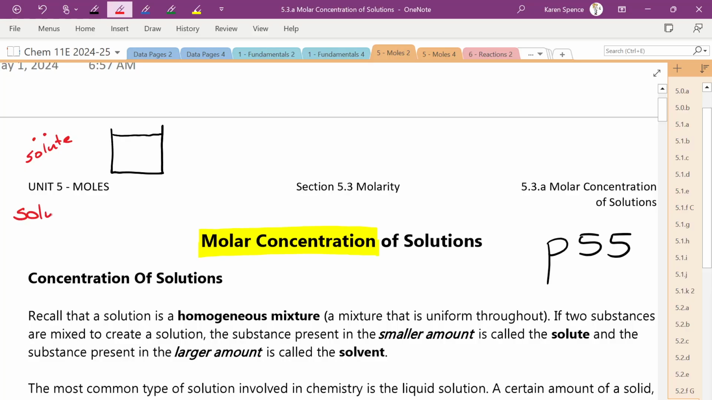There's two things, solute and solvent. How many people have heard those words before? Most of you, half of you haven't. Okay, so we're actually going to define these right now. The solute is the stuff that gets dissolved. And the solvent is the stuff that the solute gets dissolved into.